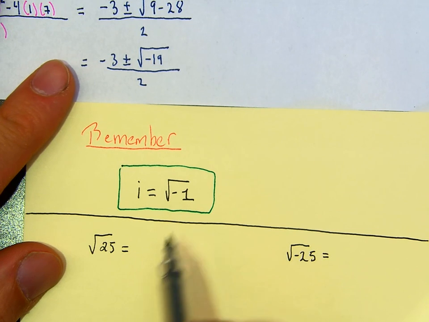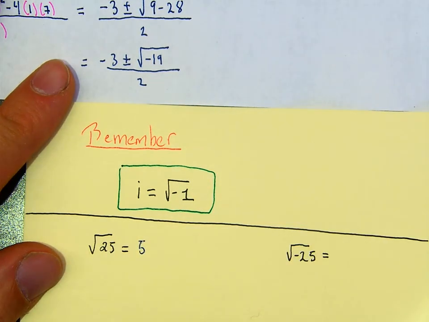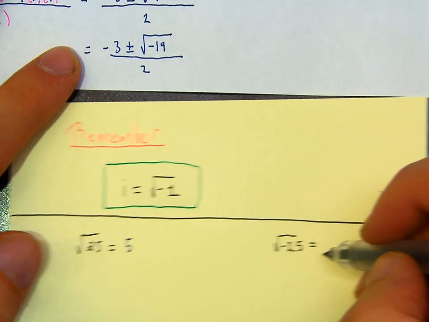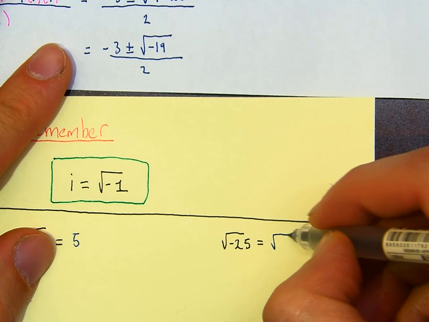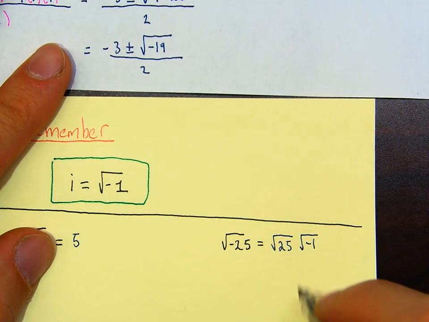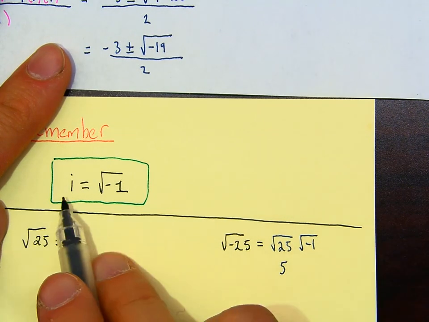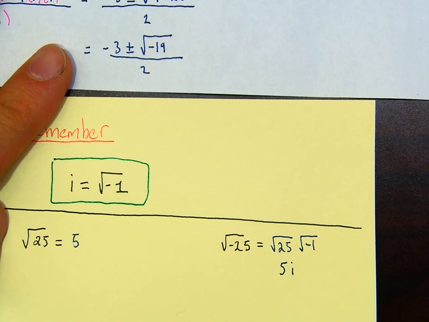So the idea is, if I said what's the square root of 25, you just say 5. But if I say what's the square root of negative 25, it's not 5 or negative 5. But what you could do is say it's equal to the square root of 25 times the square root of minus 1. And what's the square root of 25? It's 5. And what's the square root of minus 1? The square root of minus 1 is i. And that's what you could do over here.